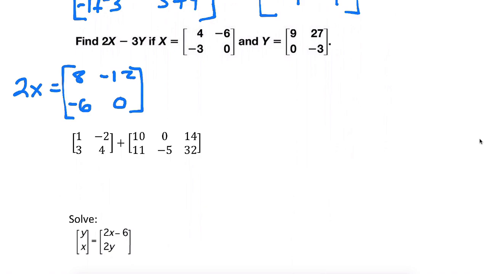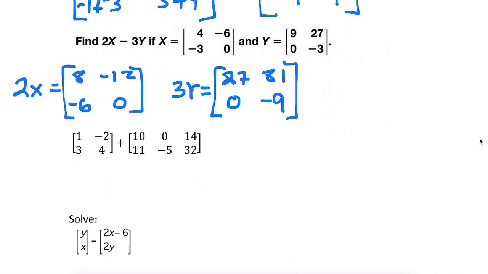So if I wanted to figure out what 3y is, because then I'm going to subtract these two, 3y would be 9 times 3, which is 27. Whoops, 27. 3 times 27 is 81. 3 times 0 is 0. 3 times negative 3 is negative 9.